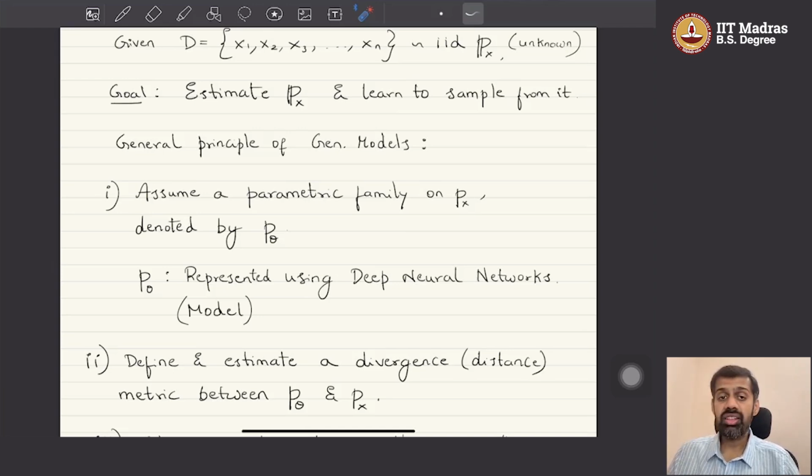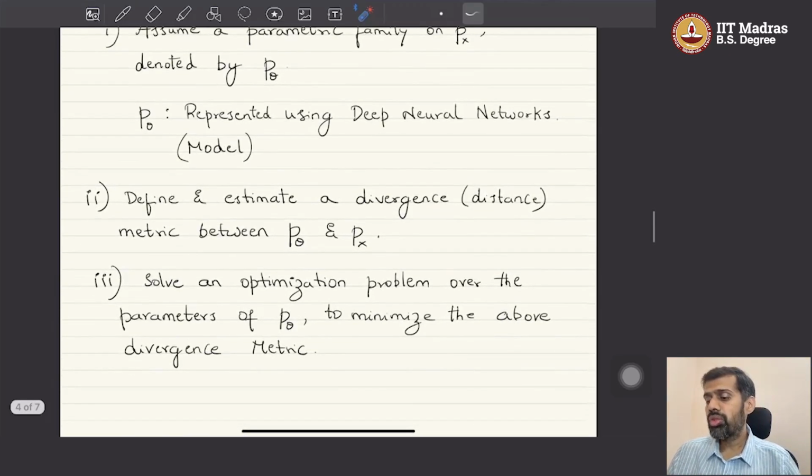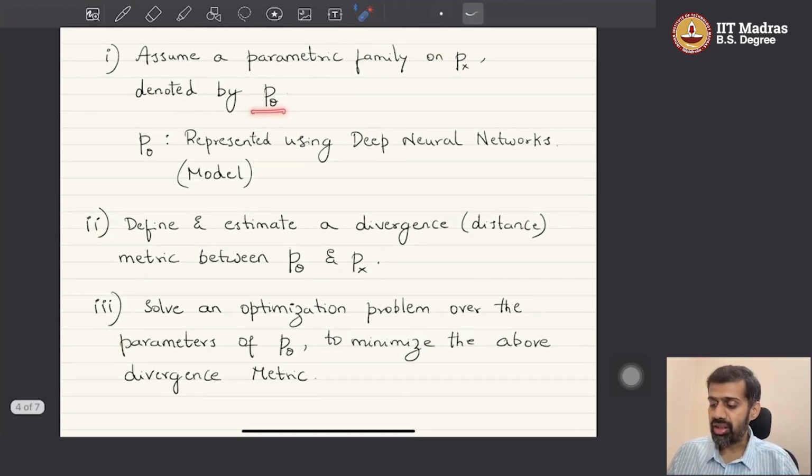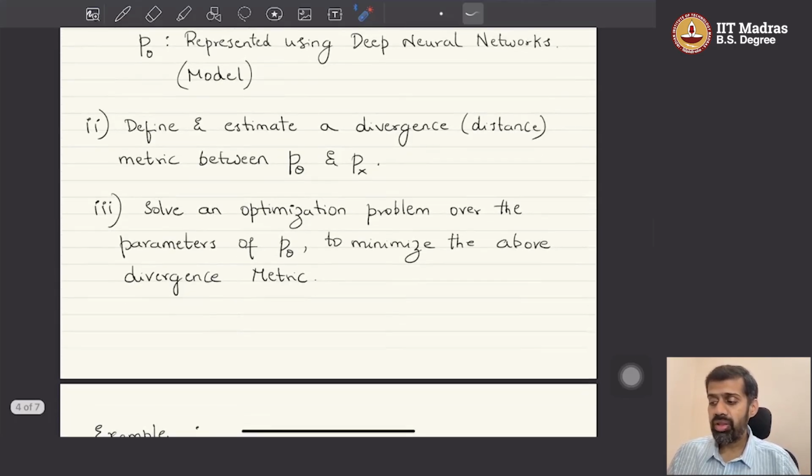I told you that it involves three broad steps as a recipe. The first thing is to assume a parametric family on px denoted by p theta. Typically in modern day generative models, this p theta is represented using deep neural networks, and this is what is referred to as a model. Then, once you represent the underlying distribution using some parametric model p theta, one has to define and estimate a divergence metric between the true distribution px and the model distribution p theta. The next step is to solve an optimization problem over the parameters of p theta, the model distribution, with the goal of minimizing the aforementioned divergence metric that would capture the distance between p theta and px. The idea is to set the parameters of this parametric distribution p theta in such a way that it approaches px as closely as possible.